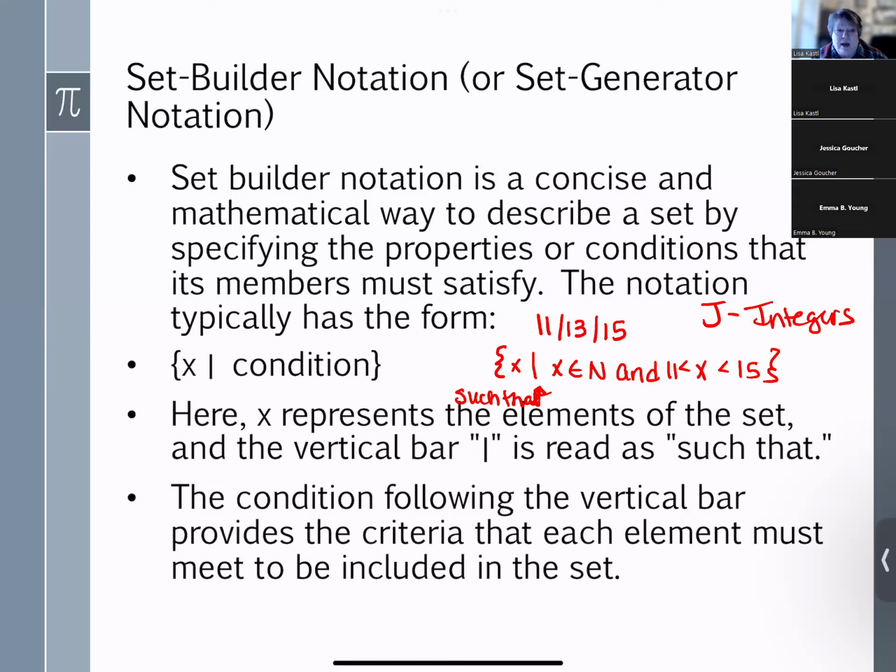It means "such that." So that's read, the set of all x such that x is a natural number and x is between 11 and 15. And I think I probably should use less than or equal to's because I need to include 11 and 15. But I wrote something silly like that. And 2 people got it. 3 people got it. All right.